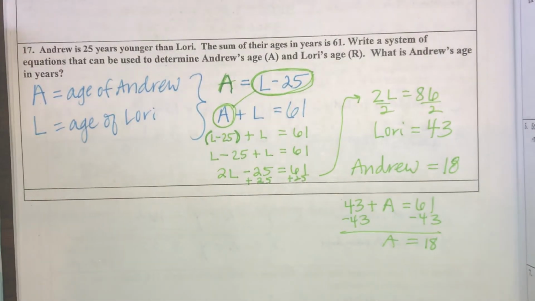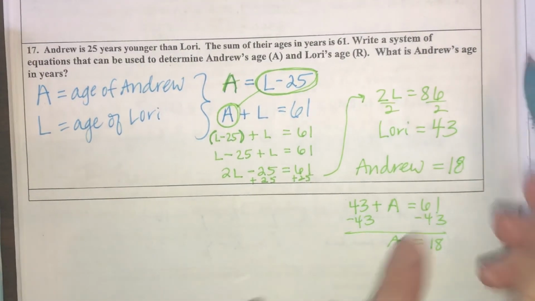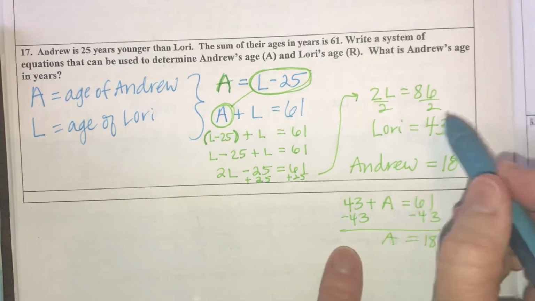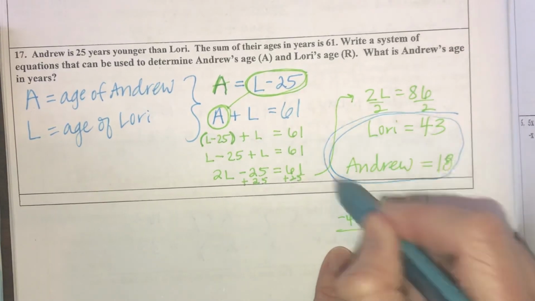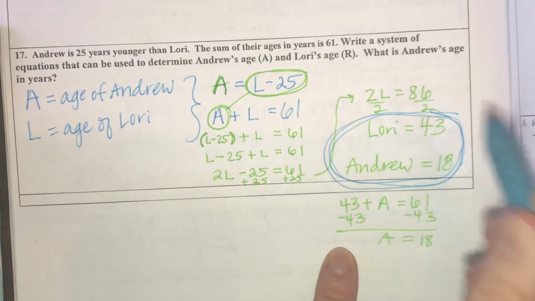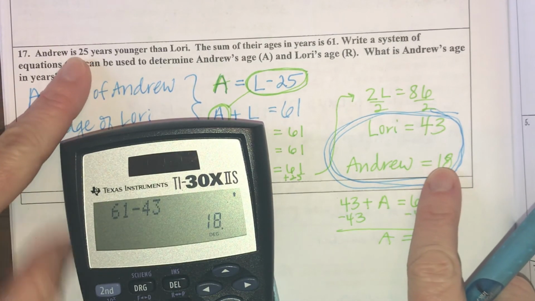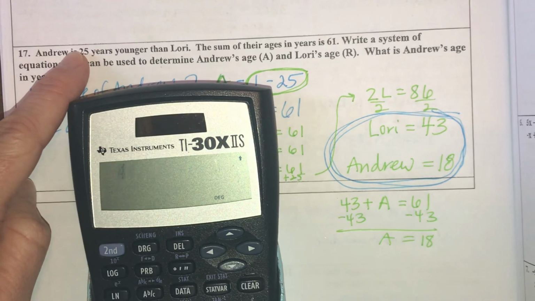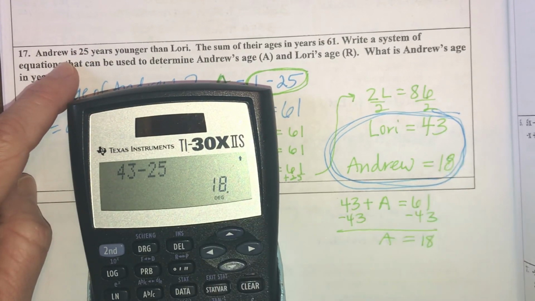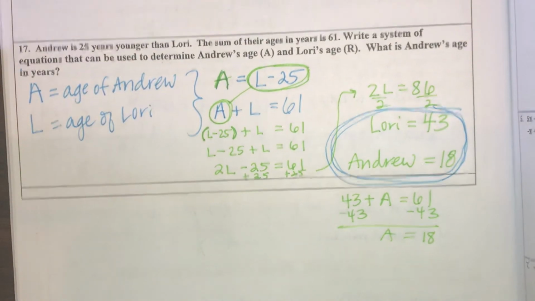Now I just want to read what we had from the beginning real quick. Andrew is younger than Lori. That makes complete sense because Andrew's age is smaller than Lori's. So then I'm just going to double check. Is Andrew really 25 years younger? Is 43 minus 25 years younger 18? Yes, it is. So you just double checked. And that's it.